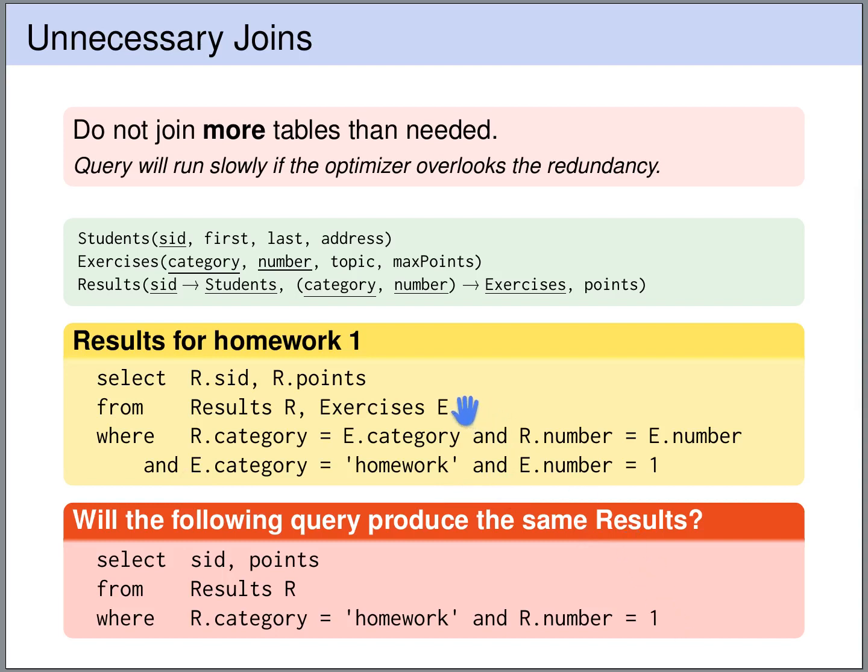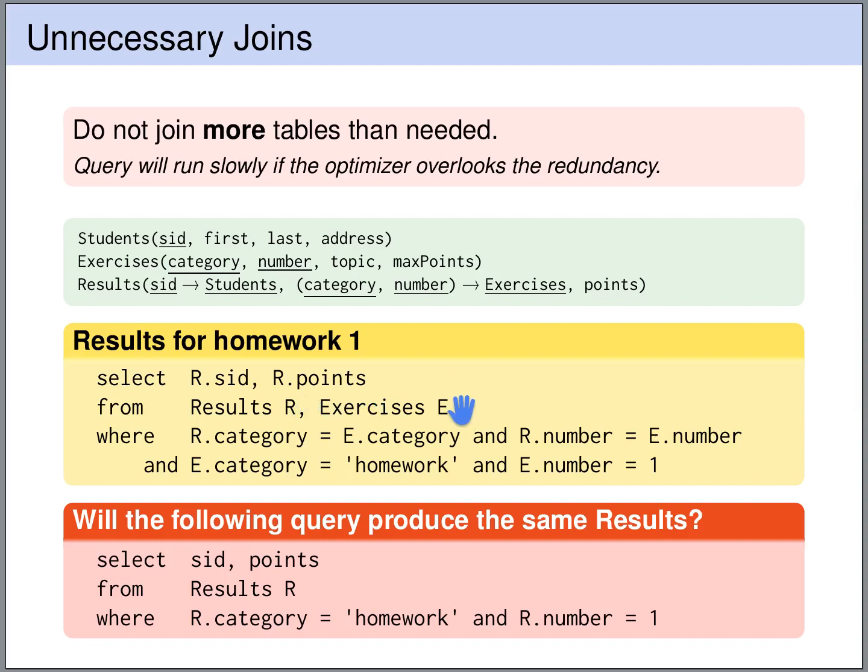Now, can we eliminate this table exercises from the from clause and this join condition from the where clause? So what is the condition that has to be satisfied that we can eliminate this? It does not change the result, the output of the query, if we know that for every row in the results table that's included in the output, we have precisely one matching row in the exercises table.